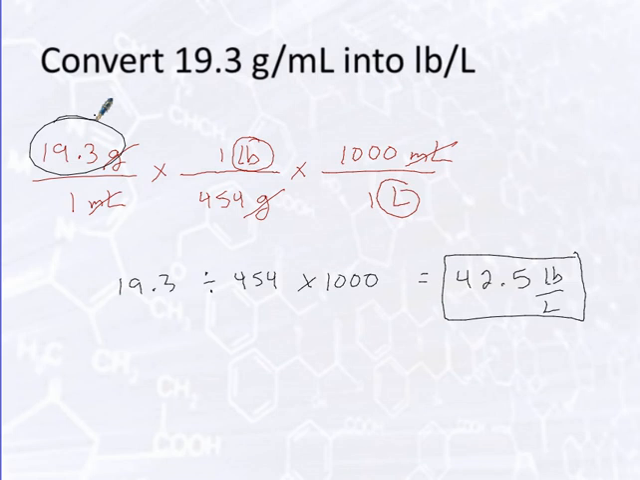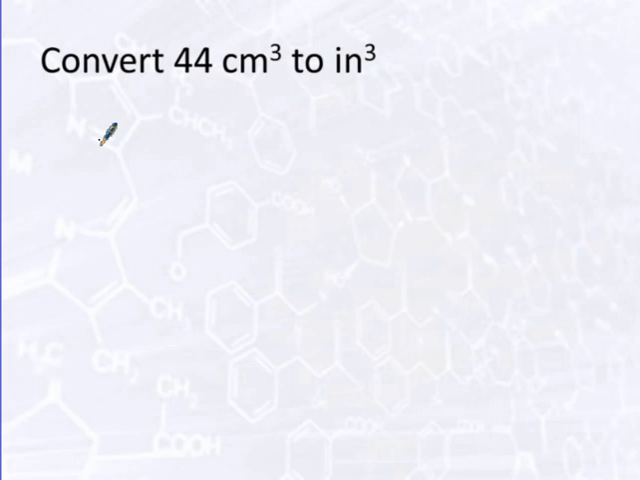Alright, take a look at our next example. Ooh, these are fun. I'm going from 44 centimeters cubed to inches cubed. Well, what is a centimeter cubed? That is the volume of a cube or a square rectangle thing. And that is a centimeter times a centimeter times a centimeter. And we just want to convert that from centimeters to inches.